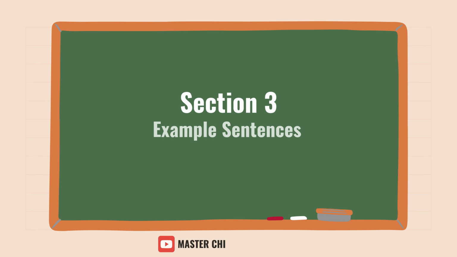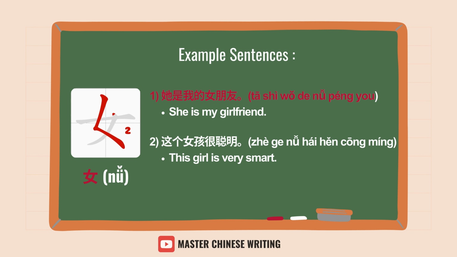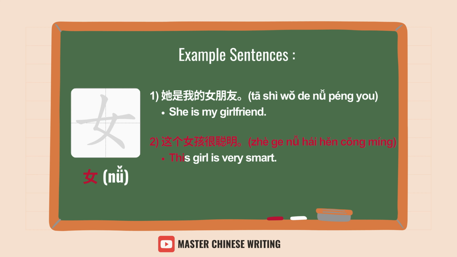Section 3. Example sentences. 她是我的女朋友. She is my girlfriend. 这个女孩很聪明. The girl is very smart.